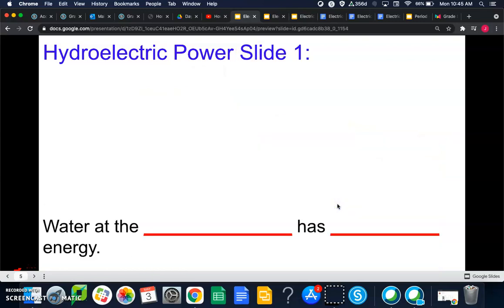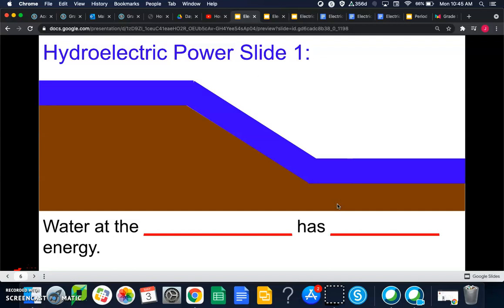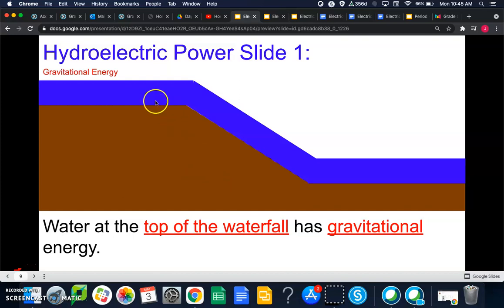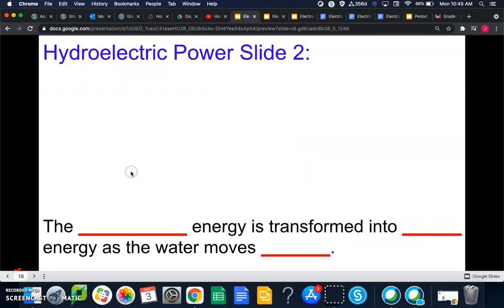So slide one, what you're going to want to draw here is just a river, and you want the water on the left side of the river to be higher than the water on the right side, because the water is going to be flowing downhill. And so really the water at the top of the waterfall has gravitational energy, and we know that it has gravitational energy there because it's higher up, right, and it has the potential to fall down. So draw a river and just label that the water at the top of the waterfall has gravitational energy.